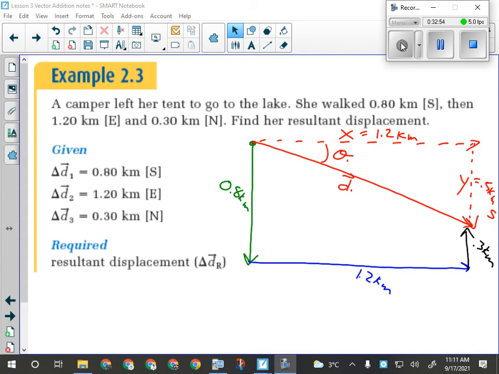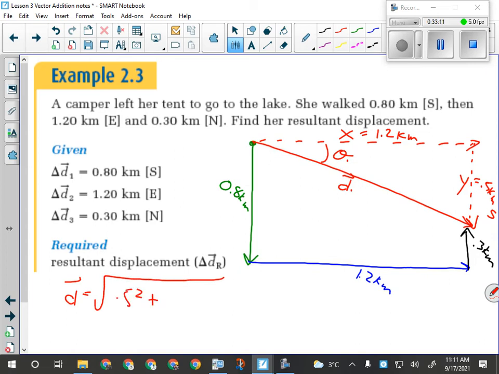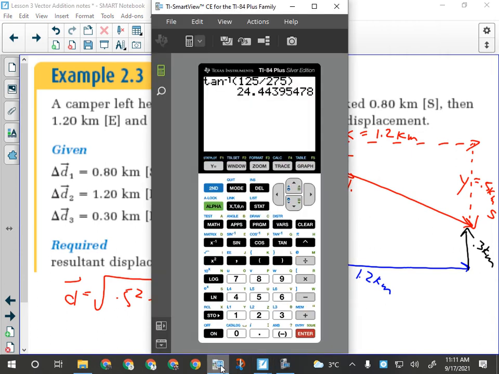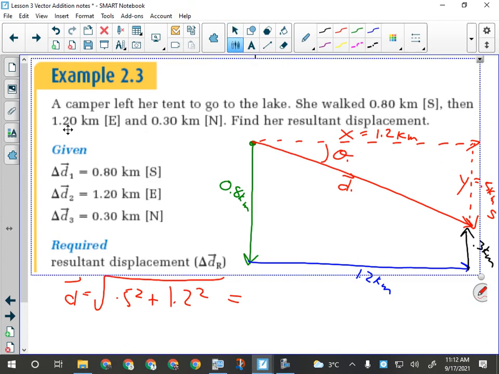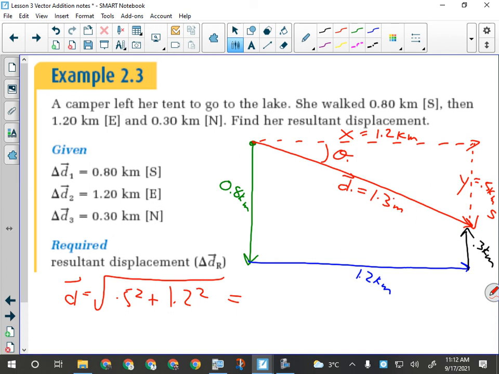Okay, so let's look at the final steps for this one here, guys. If I want to calculate the magnitude, that is how long d is, then I'm going to use the Pythagorean Theorem. The magnitude of d will be the square root of 0.5 squared plus 1.2 squared. So that line there is 1.3 kilometers in length. So her displacement is 1.3 kilometers, the magnitude anyway. Now I've got to calculate the direction. This is the direction I want to calculate here.